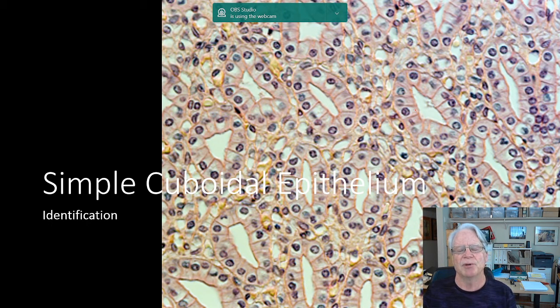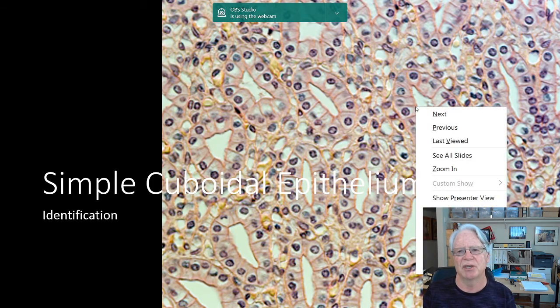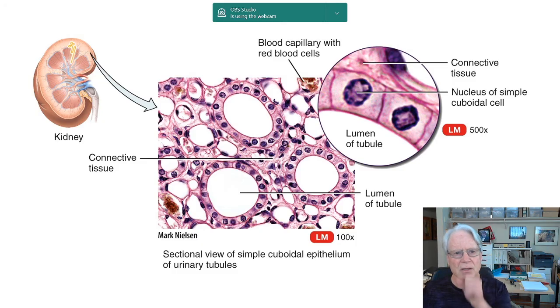Okay, now simple cuboidal epithelium. Okay, so simple cuboidal. Let's break the words down. Simple, single layer; cuboidal, cube-shaped cells. Simple cuboidal is a single layer of cube-shaped cells. Okay, in this case, we're going to look at the kidney, and here they are. There's one there, cube-shaped cells. Nice little image, cube-shaped cells right there.